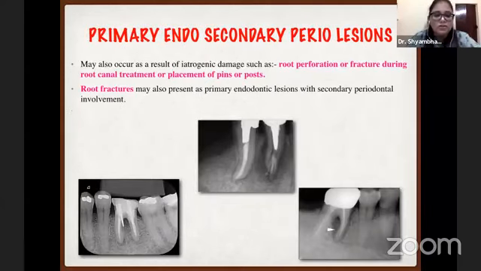In these cases, they may also occur as a result of iatrogenic damage, such as root perforation or fracture during root canal treatment, or placement of pins or posts, or root fractures may also be present as primary endodontic lesions with secondary periodontal involvements.